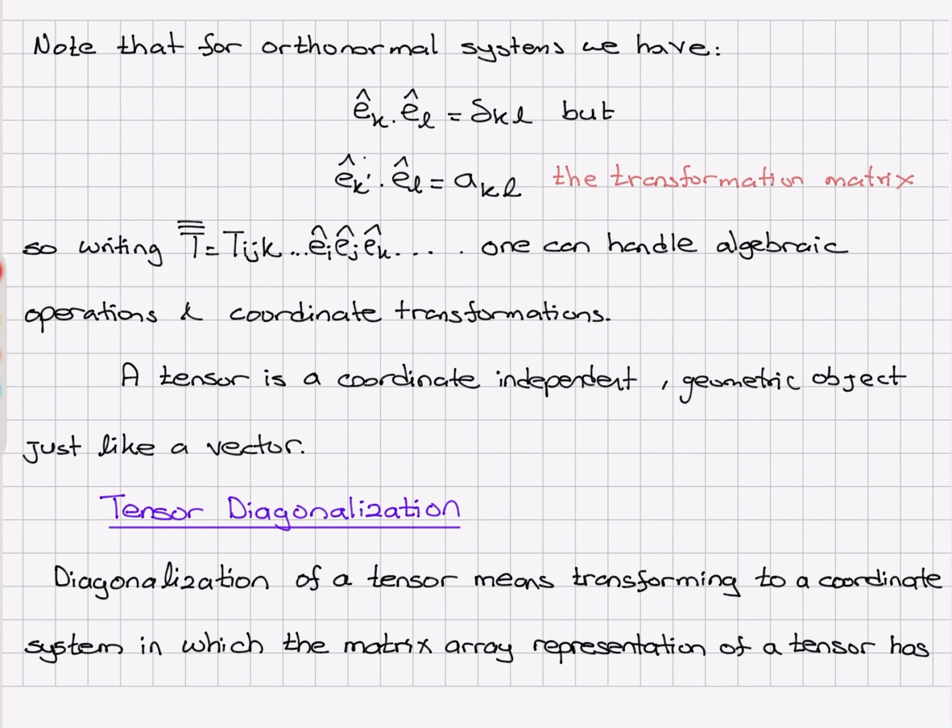Okay, so this tells us that with the tensor written in this notation, we can take care of all algebraic operations and coordinate transformations, and the tensor becomes a coordinate independent geometric object, just like a vector.